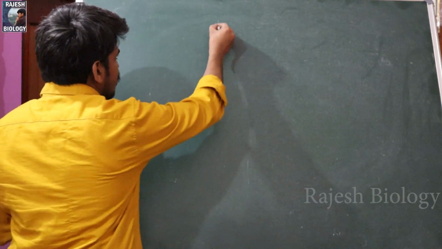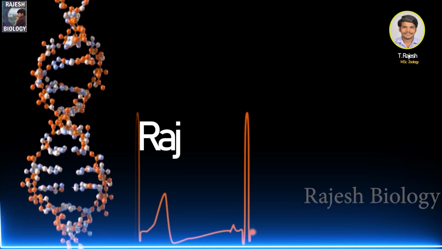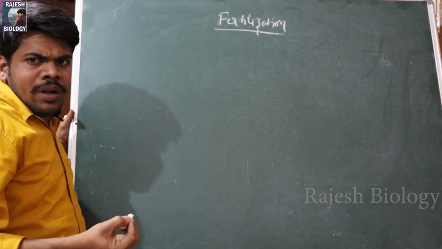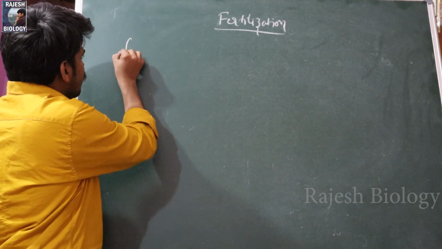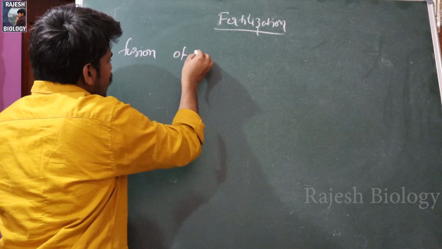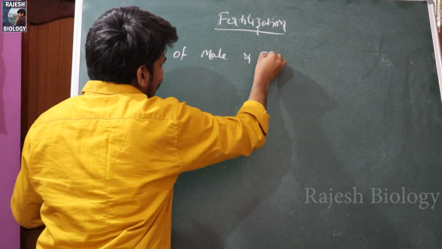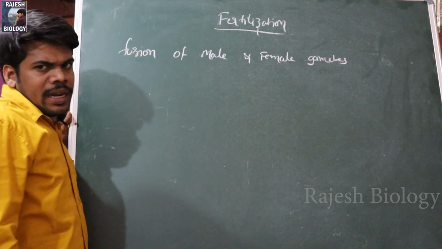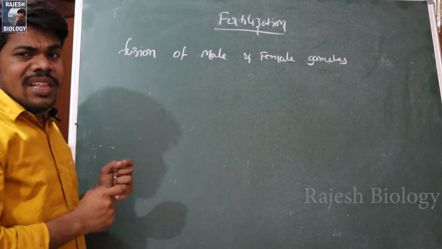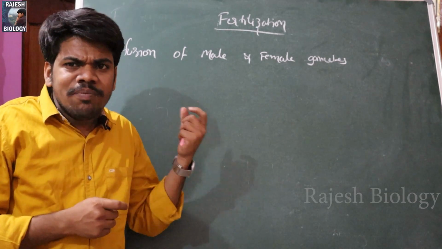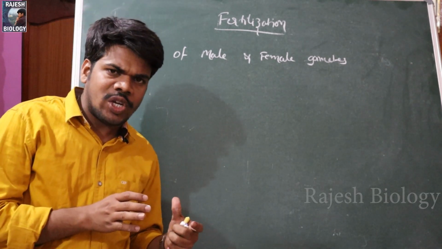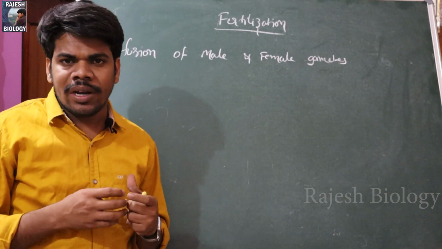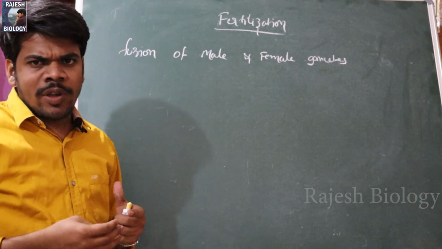Okay, now come to fertilization. In simple terms, what is fertilization? Fertilization means fusion of male and female gametes. But in human beings, these simple reactions are not what takes place at the time of fertilization. Many different types of biochemical reactions happen. That is what we are going to discuss now.